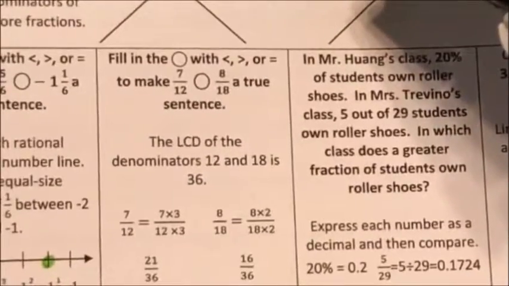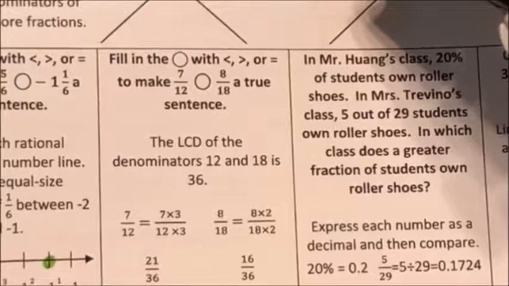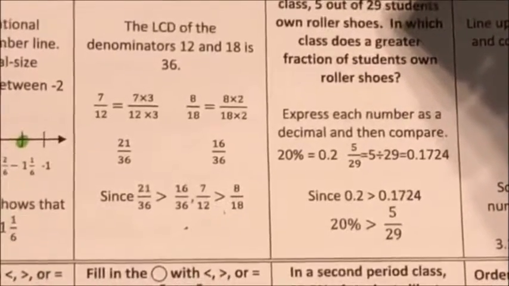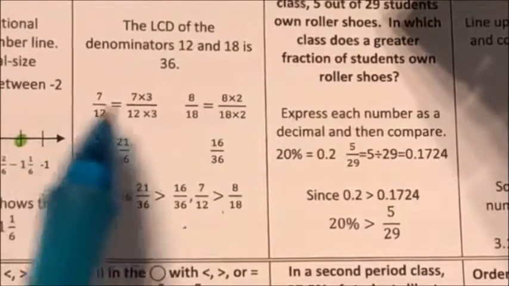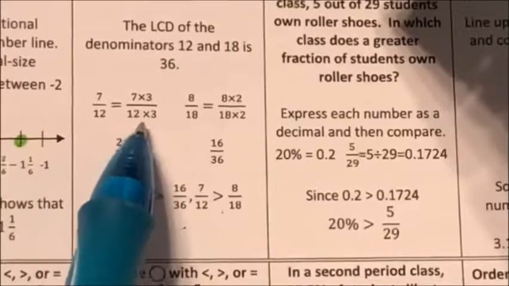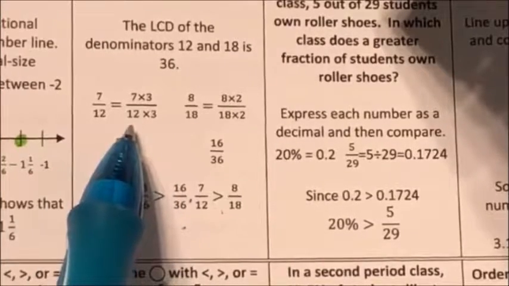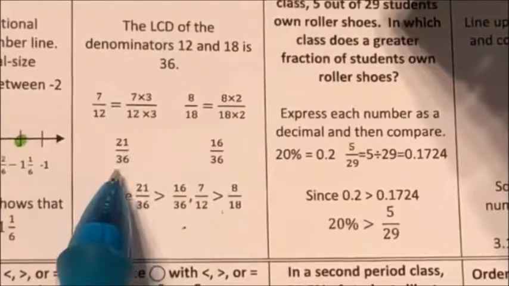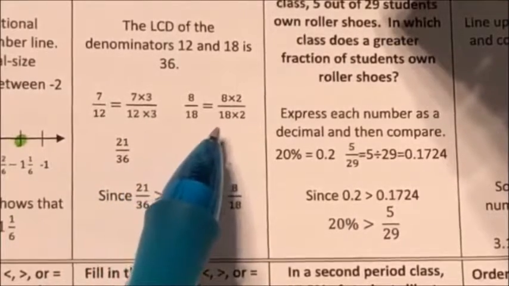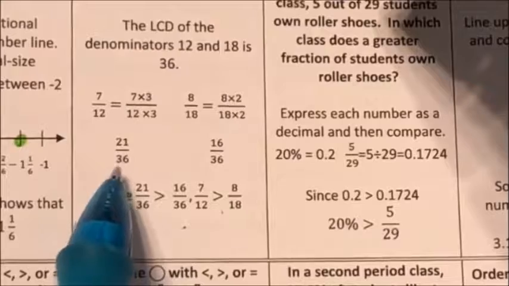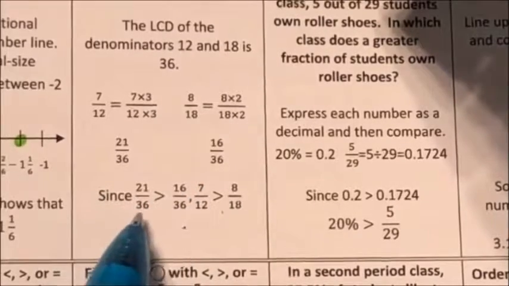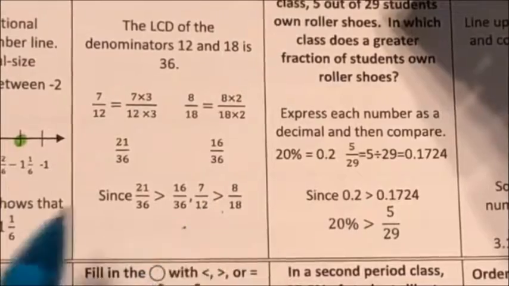Then I have fill in the circle with less than, greater than, or equal to make 7/12 and 8/18 a true sentence. So the LCD, or least common denominator, of the denominators 12 and 18 is 36. In order to get 12 to be 36, I had to multiply by 3. Whatever I do to the denominator, I have to do to the numerator. So 7 times 3 is 21 over 36. 18 I had to multiply by 2 to get 36, so 8 times 2 gives me 16. 21 is bigger than 16. So 7/12 is greater than 8/18.